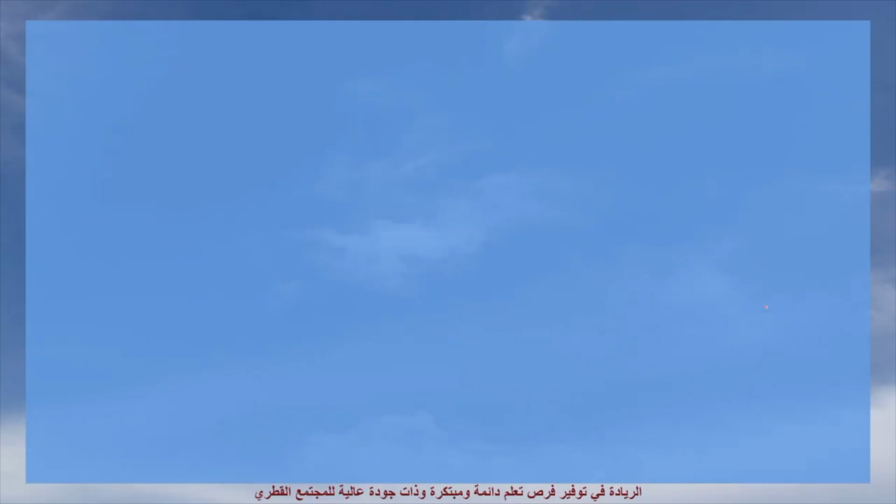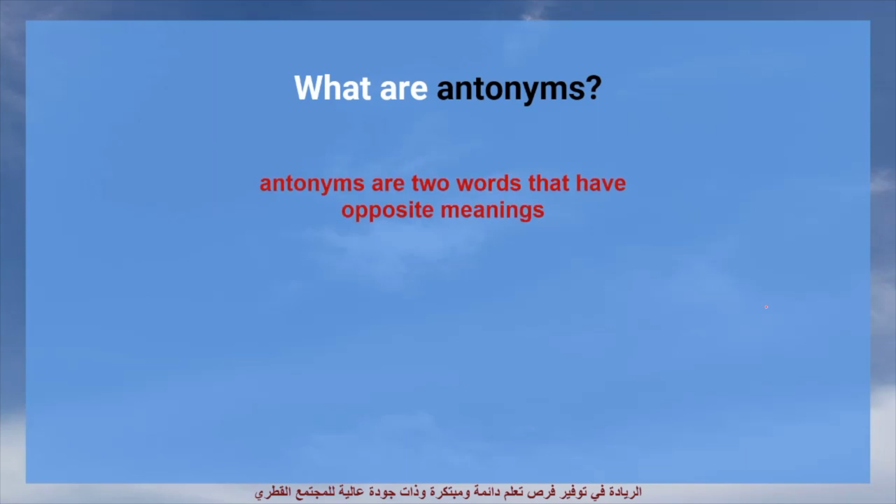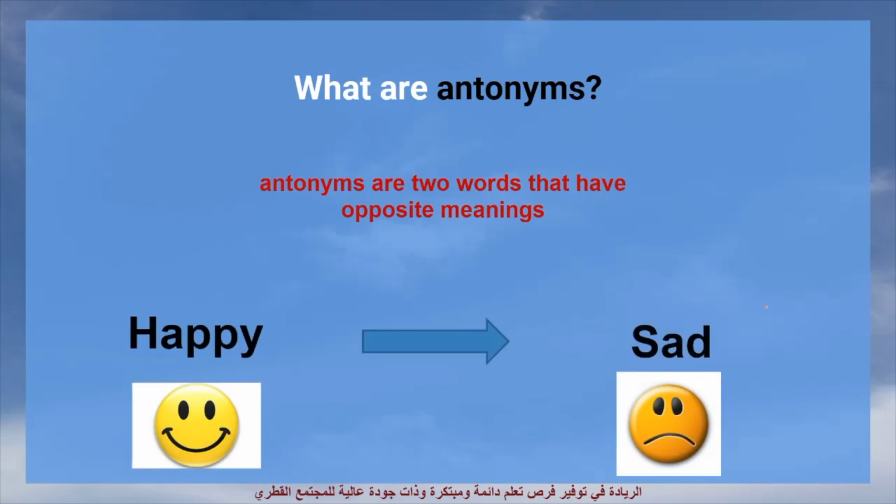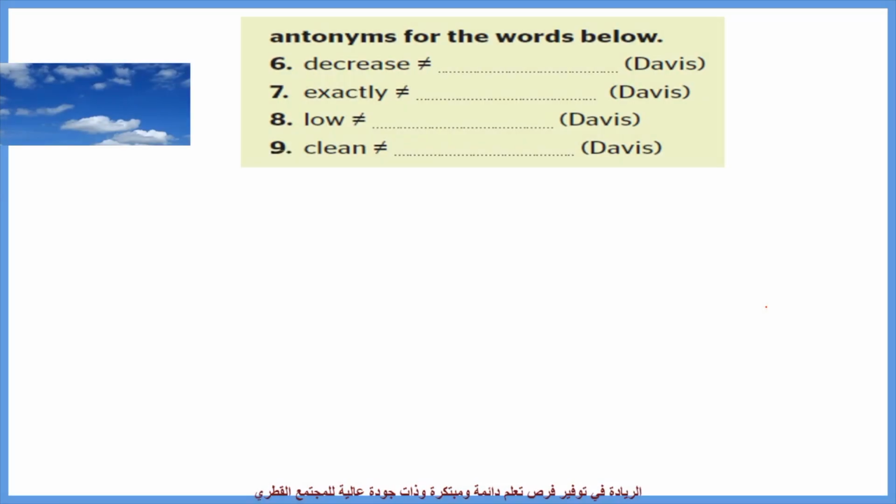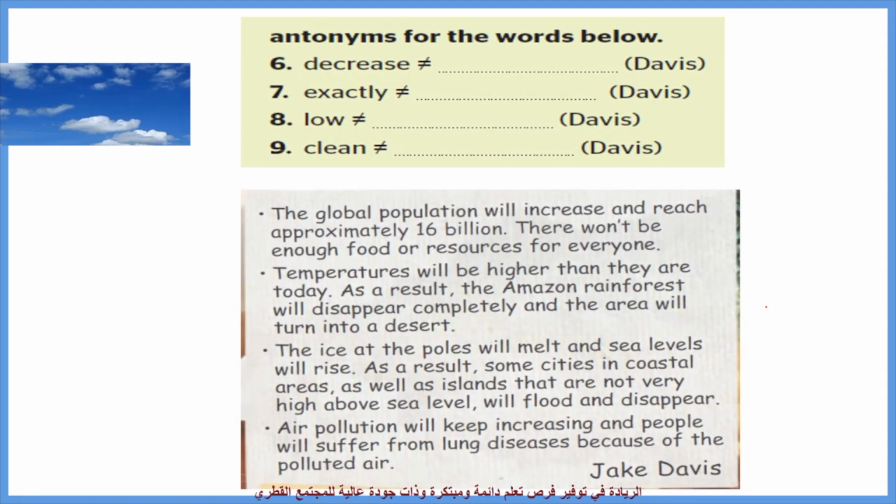Now let's take a look at antonyms. What are antonyms? Antonyms are 2 words that have opposite meanings. For example, happy and sad. Here, happy and sad have the opposite meaning. Now, let's take a look at the antonyms for the words below. Here, all of the answers are in Davis's part of the passage. Number 6, decrease. Decrease means to go down. The opposite of decrease is increase, to go up. The global population will increase. The population will go or will become higher.